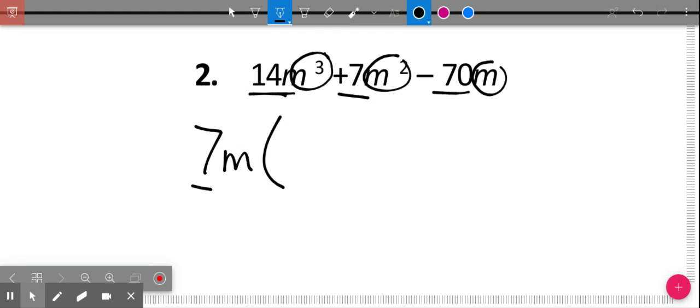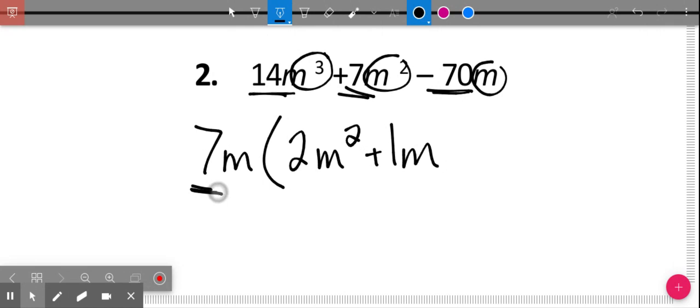14 divided by 7 will give me 2m squared. 7 divided by 7 gives me plus 1m. And negative 70 divided by 7 gives me minus 10. Okay, so from here, I need you to do your slide, factor, divide, and swing steps, and then you can check your work with mine when you're finished.